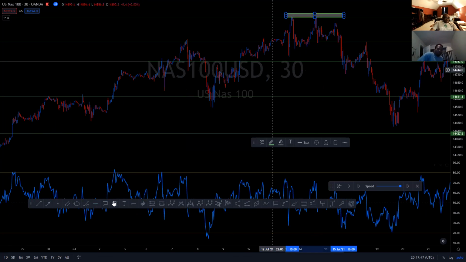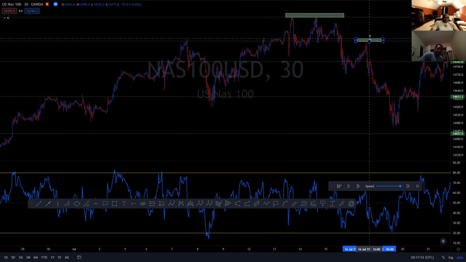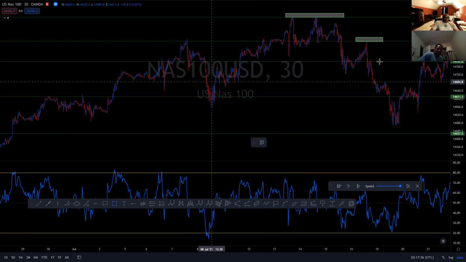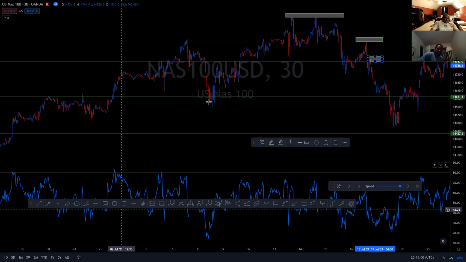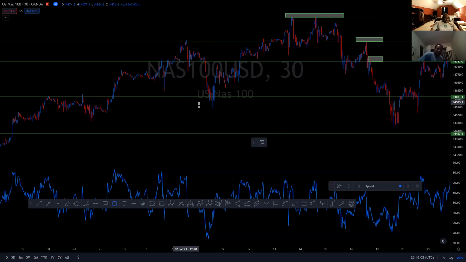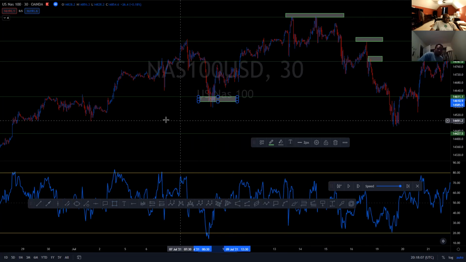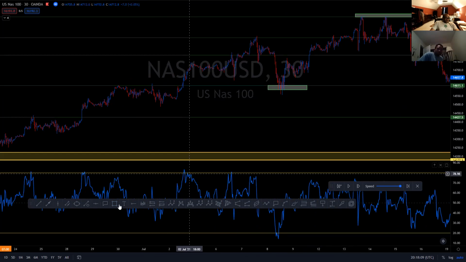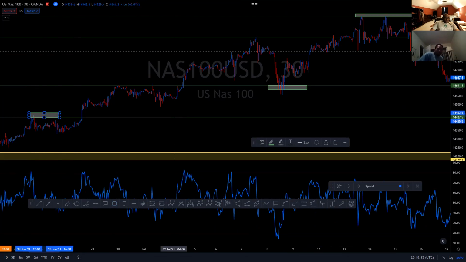So, strong up market structure. This is a good area too as well. All right, so now I'm going to change the coordinates to these.